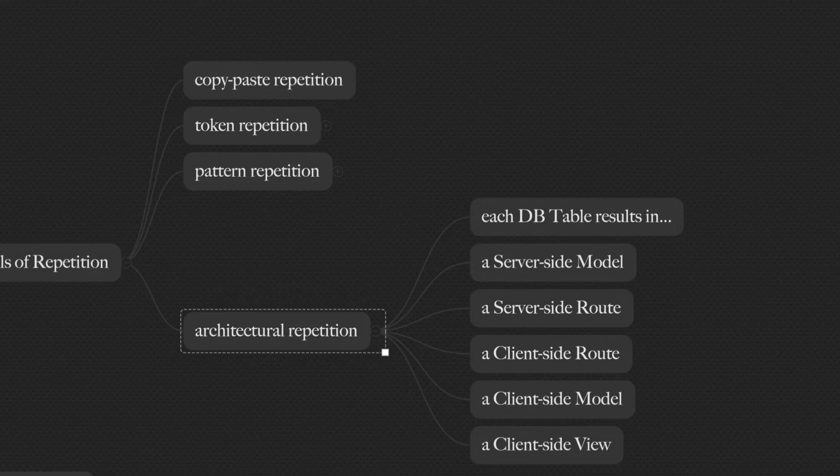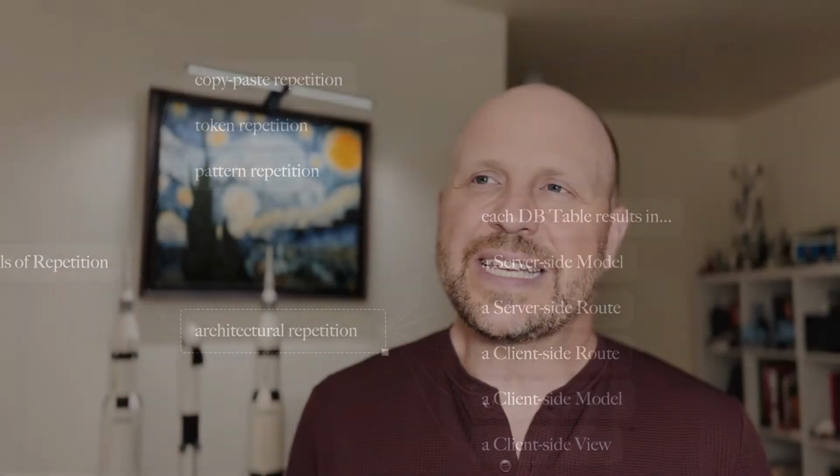Every time you add a new DB table in the backend, you basically need to make a server-side model for that table. Then you need to establish a server-side route in the API. Then you need to make a client-side route to connect to the server-side route. Then you need to make a client-side model. And then you make a client-side view to view that table. Which is to say, every time you add each database table, you have a whole slew of work in front of you just to use that throughout your whole system.